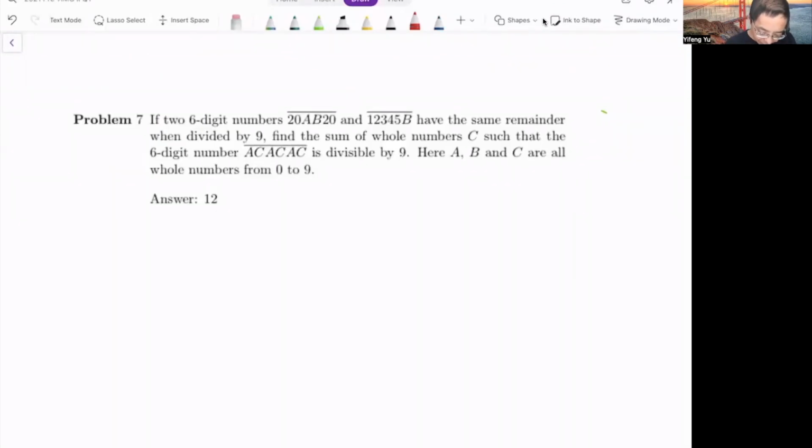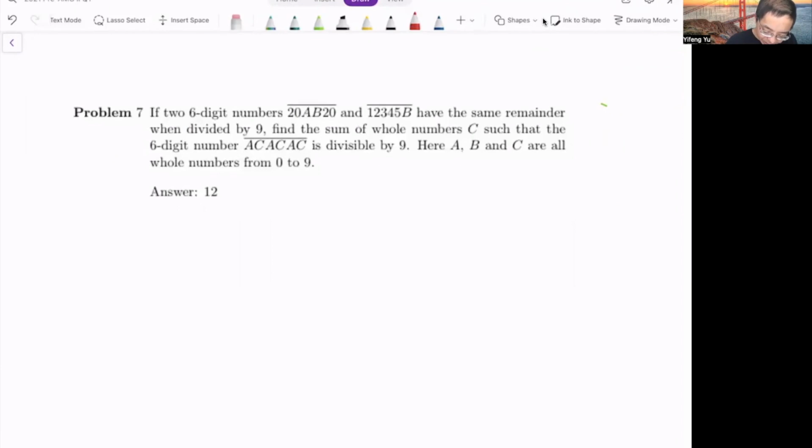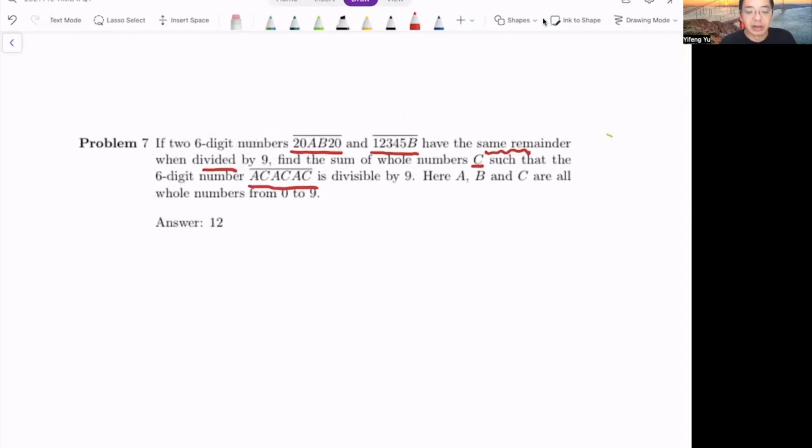Problem number 7. If the two 6-digit numbers 20AB20 and 12345B have the same remainder when divided by 9, find the sum of whole numbers C such that the 6-digit number AC is divisible by 9. Here we are dealing with numbers that are either divisible by 9 or have the same remainder when divided by 9. So first of all, let's recall the divisibility test for 9.